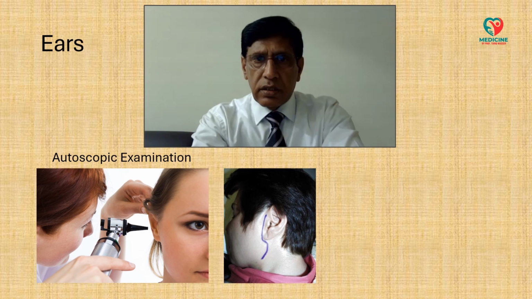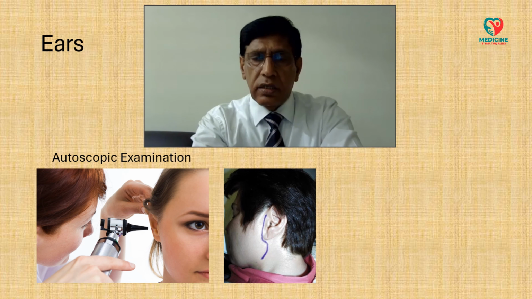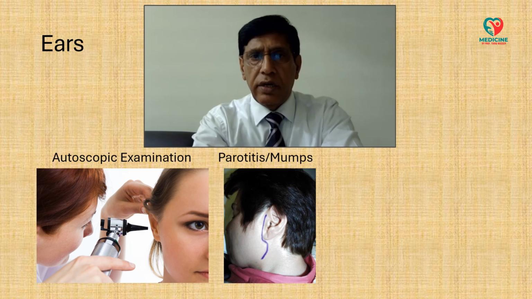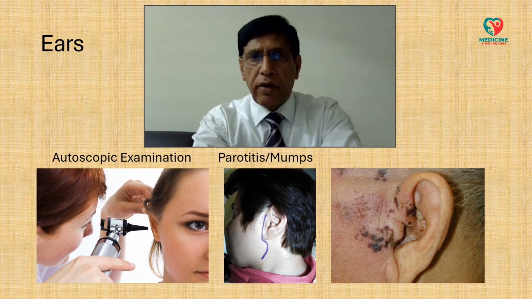Close to the ear, just in front of the tragus and below the pinna and around the upper part of the mandible is the parotid gland. So parotitis may manifest unilaterally or bilaterally as in mumps, and this can be particularly important in patients in the pediatric age group or in children. So this is parotitis or mumps.